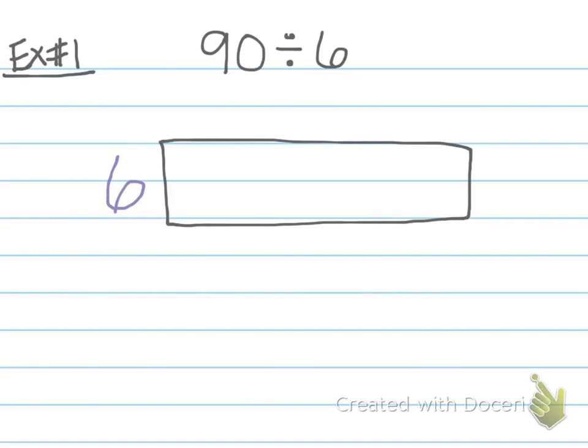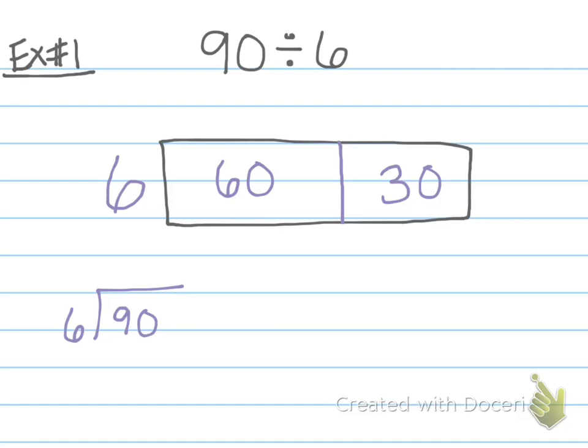I know that if I break up 90 into 60 plus 30, 60 is divisible by 6, and 30 is also divisible by 6. And if I add 60 and 30, I get back to my original dividend, which is 90. So I'm going to break up this box into two pieces relative to this value, so 60 and 30. Imagine this as how we traditionally set up our division problems, right? And adding a plus sign right there in my rectangle.